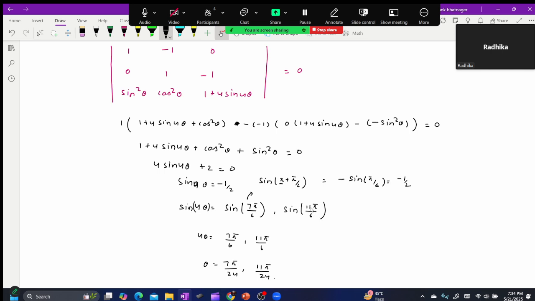And again, now in the fourth quadrant, 2 pi minus pi by 6. In the fourth quadrant also, the sign is negative. This is 11 pi by 6. In the fourth quadrant again, sine is negative, so it will be minus sine pi by 6, which will be minus half. That's why I've written these two values.